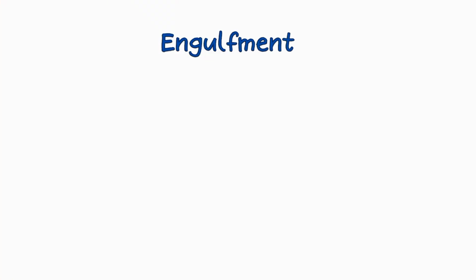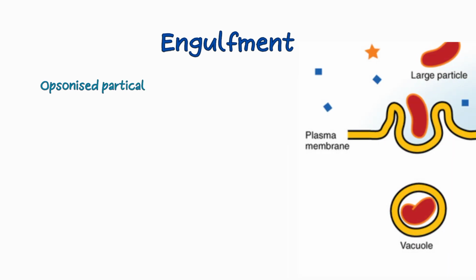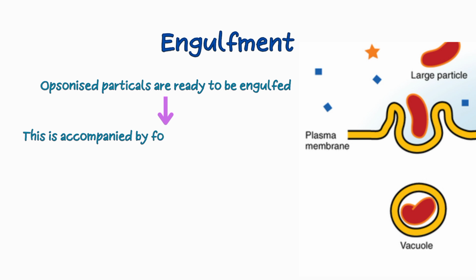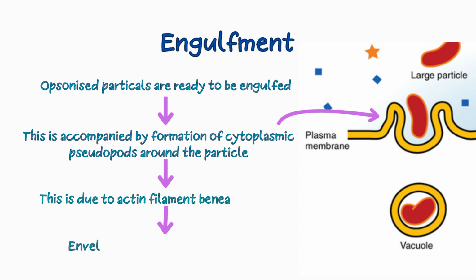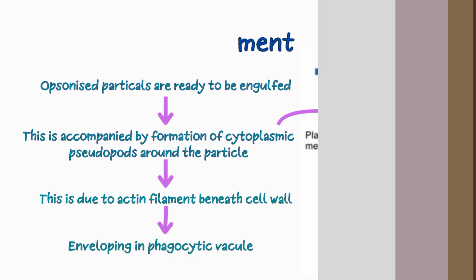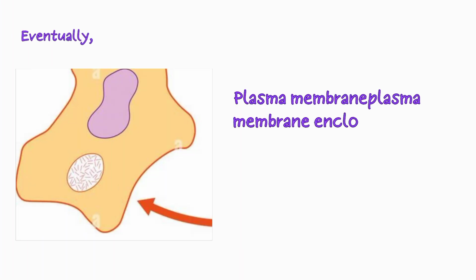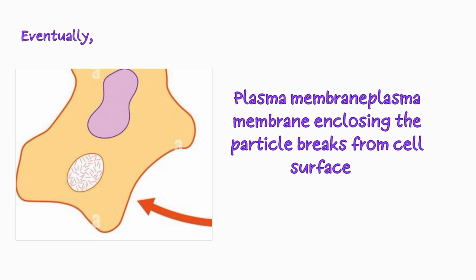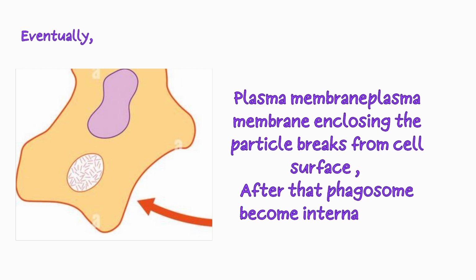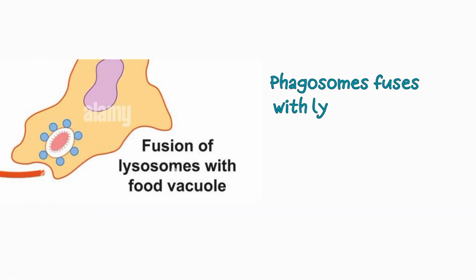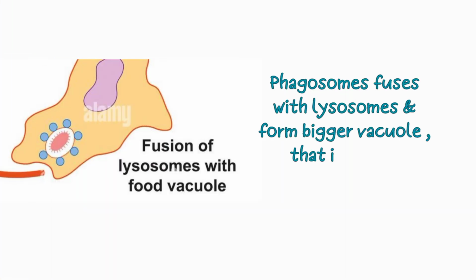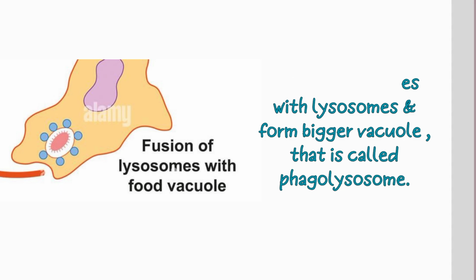Second is engulfment. In this, the opsonized particle is ready to be engulfed. This is accompanied by formation of cytoplasmic pseudopods around the particle, due to activation of actin filaments beneath the cell wall, then enveloping it in a phagocytic vacuole. Eventually, the plasma membrane enclosing the particle breaks from the cell surface. After that, the phagosome becomes internalized and lies free in the cytoplasm. Phagosomes fuse with lysosomes and form a bigger vacuole, called phagolysosome.